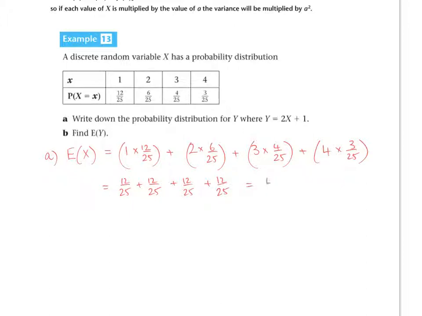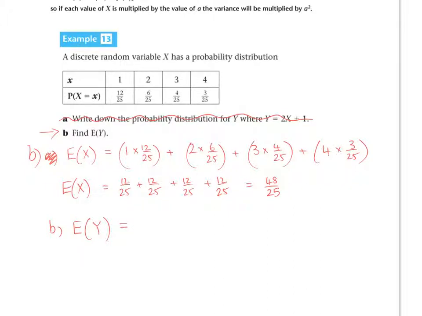Which is equal to 48 over 25. So that is our expected value of x. So the relationship we have is for B. I'm forgetting about part A, by the way. I'm just going to do part B. So I'm just going to say E of y. We don't actually have to do that first part to work it out.